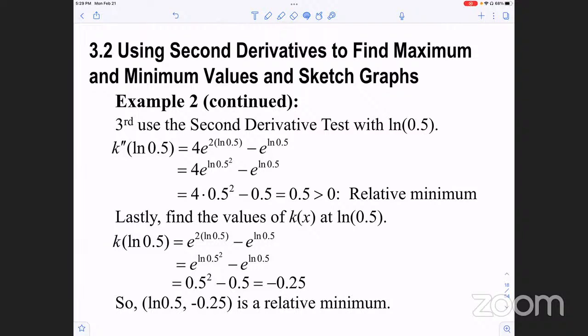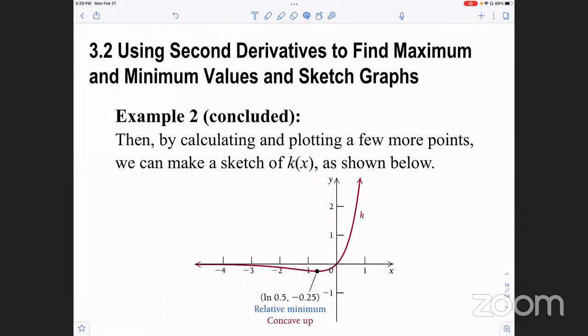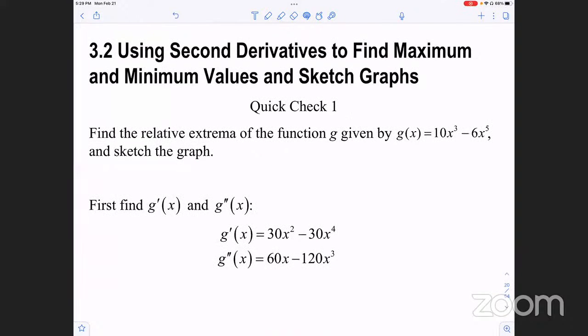And then if you take that natural log of a half and plug it into the original, that gives you the corresponding y. So now we have the coordinates of the relative minimum. Then you just choose a few additional points, plotting a few more points, we can make a graph like this. Right? Well, I guess that's honestly the best explanation I've done of those in the past.